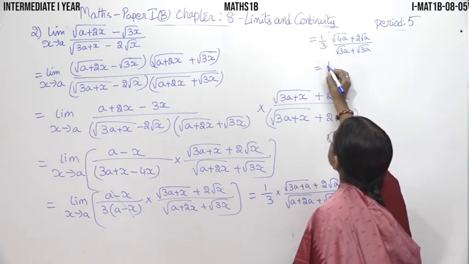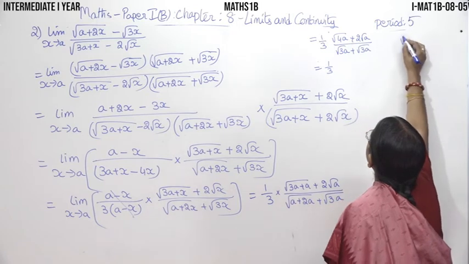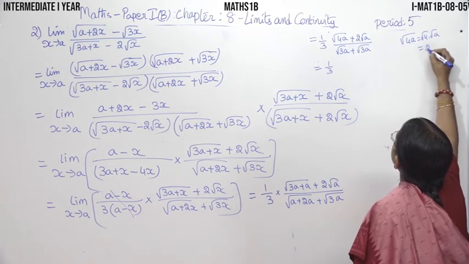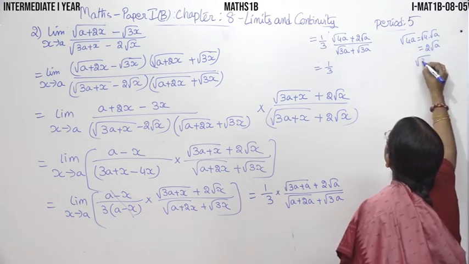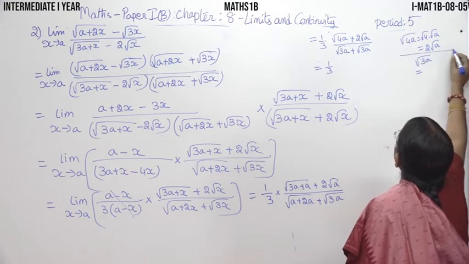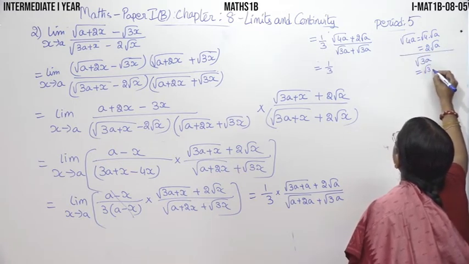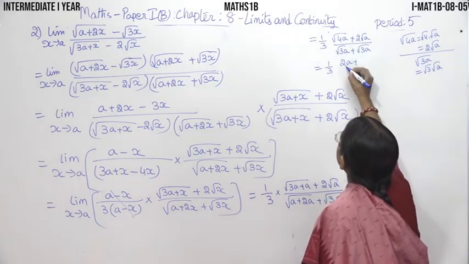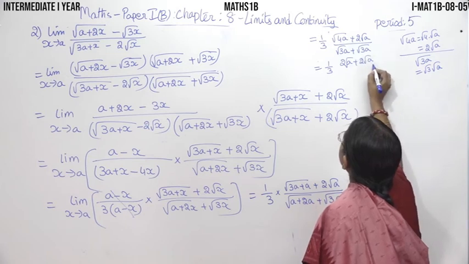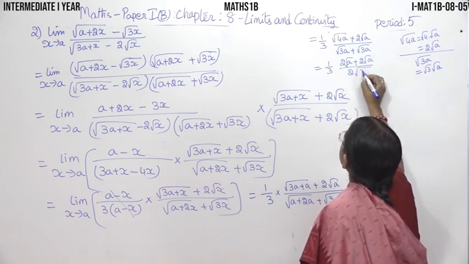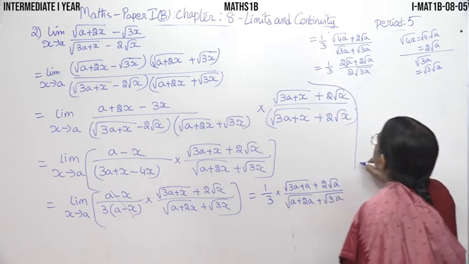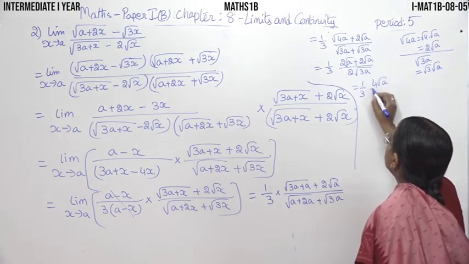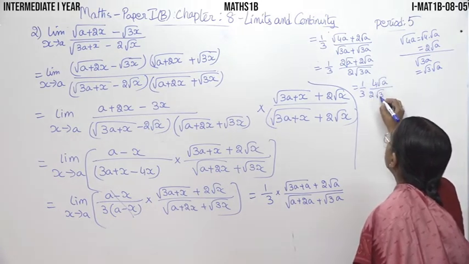So when you simplify, it is 1 by 3 into, root 4a is what? Root 4a is root 4 into root a, that is 2 root a. Similarly, root of 3a can be written as root 3 into root a. So this is 2 root a plus 2 root a by 2 times root of 3a, 2 times root 3 into root a. So it is 1 by 3 into 4 root a by 2 into root 3 into root a.